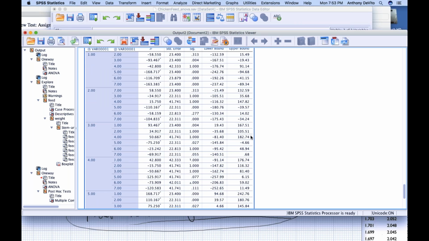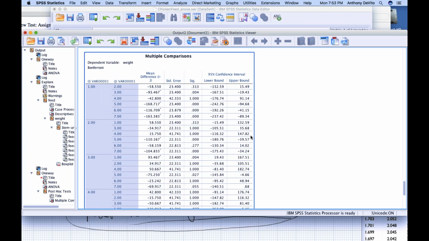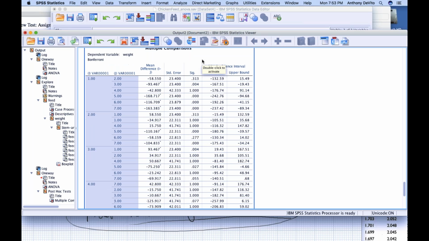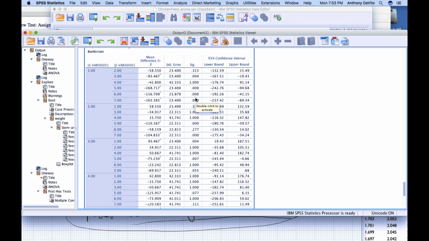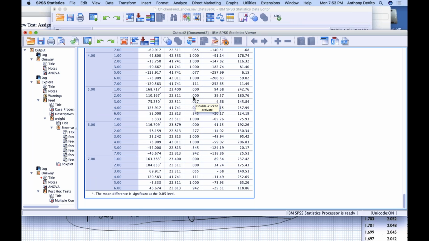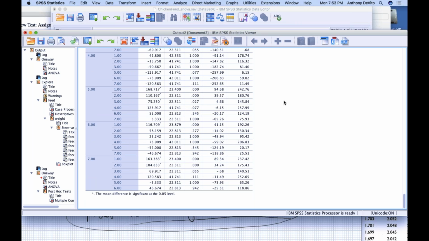And then if I showed you your multiple comparisons or your post hoc test, well, then you could say to yourself, if I asked you, is there a significant difference between the amount of weight gain for chickens that were in group 1 versus group 5? You'd say, oh, group 1 versus group 5, that's less than 0.05. Yes, there's a statistically significant difference in the amount of weight that they gained. Okay, so you could actually look at the individual outcomes as well.